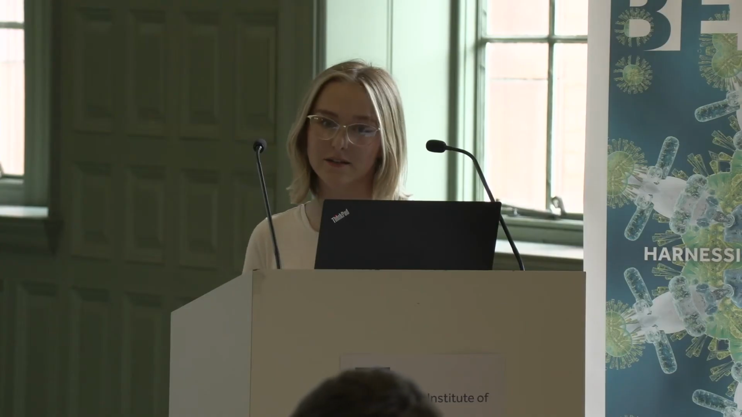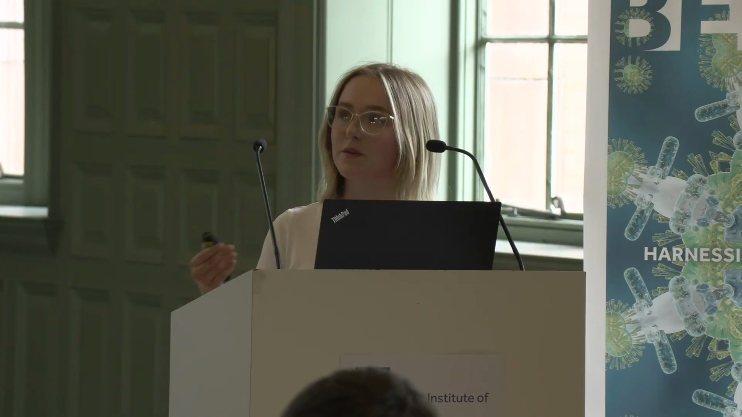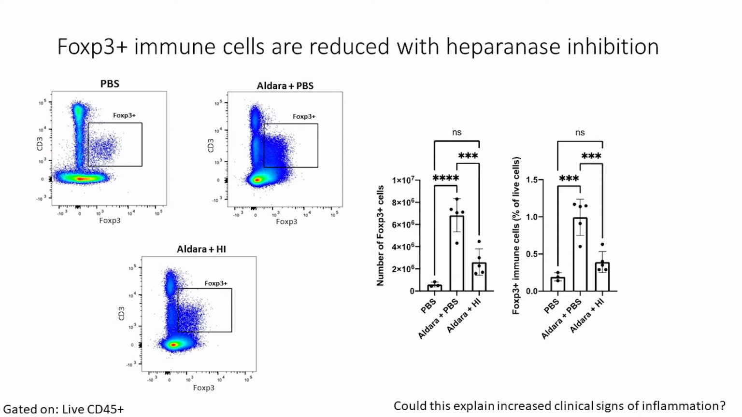As to why the clinical signs of inflammation were worse even though immune cell migration was lowered in the skin, in my most recent repeat I had FOXP3 as a marker for regulatory immune cells, and I found that these cells were reduced in number and proportion when we added the heparanase inhibitor. And perhaps this could provide some kind of explanation as to why, even though immune cell migration to the skin was lower, the inflammation was worse. Maybe they're having a disproportionate effect on how much inflammation we see in the skin.